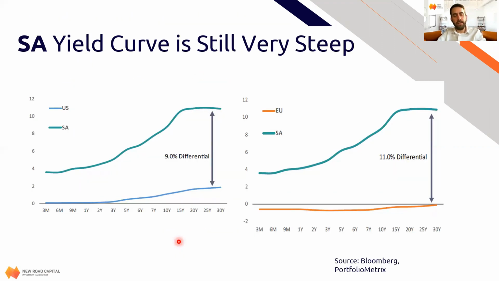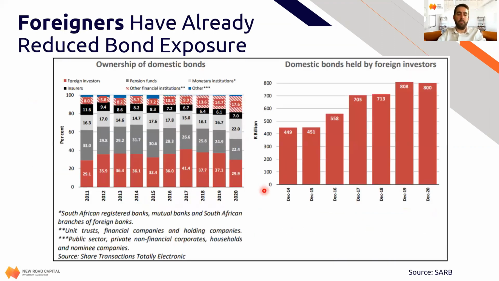If you can see, the other thing is, the foreigners have already sold out of our bonds. So if you look at 2017, they owned about 41.5% of our bonds. If you look now, they own under 30% of our bonds. So that slack has already been taken up by unit trust companies, fund managers, and the banks. So they're who's holding all this debt.